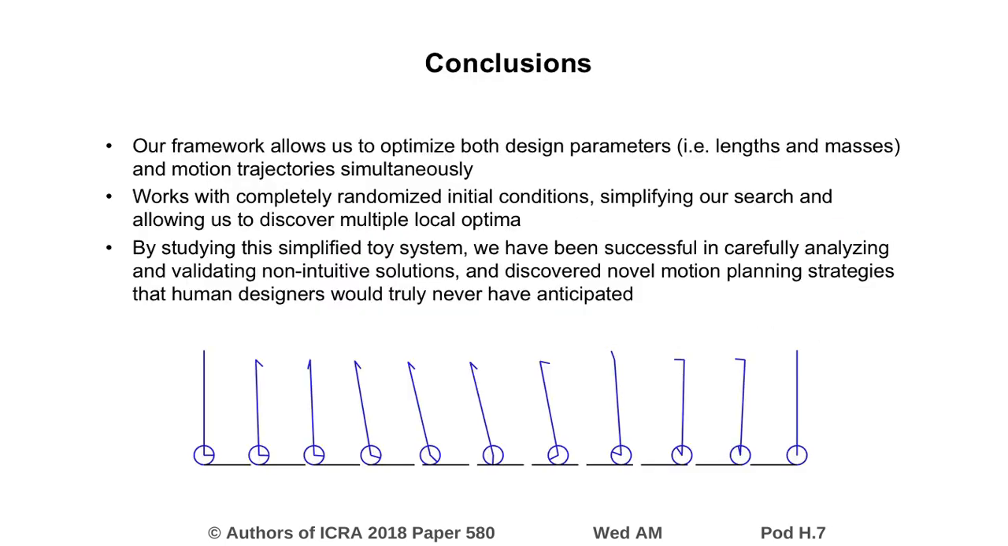In conclusion, our framework allows us to optimize both design parameters and motion trajectories simultaneously. It also works with completely randomized initial conditions, simplifying our search and allowing us to discover multiple local optima. By studying the simplified toy system, we have been successful in carefully analyzing and validating non-intuitive solutions, and discovered novel motion planning strategies that human designers would truly never have anticipated.